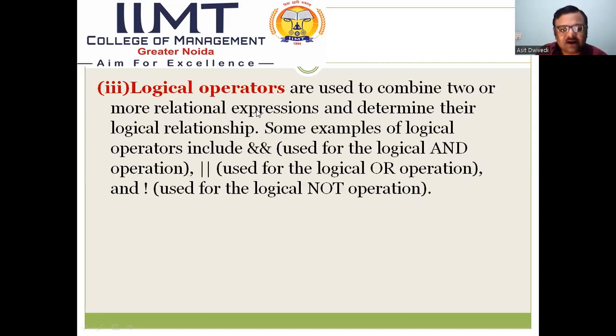Now, next operators, logical operators. Logical operators are used to combine two or more relational expressions and determine their logical relationship. Some examples of logical operators include double ampersand sign used for the logical AND operation, double vertical bar sign used for the logical OR operation, and exclamation sign used for the logical NOT operation.